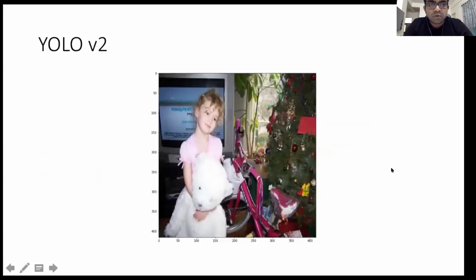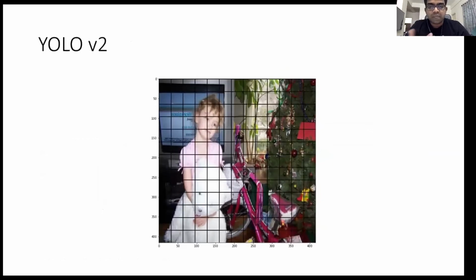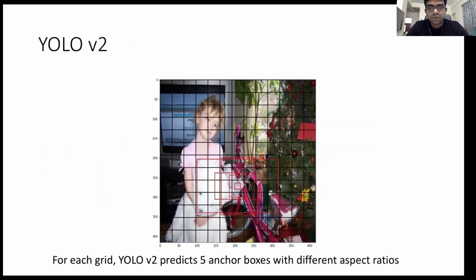So coming to YOLO v2, the primary idea of YOLO v2 is that for any given image, we break it down into n by n grids. Here for this example, I took 13 by 13. Each of these is called a grid cell. And for each grid cell, YOLO v2 predicts 5 anchor boxes. So this is what an anchor box looks like.